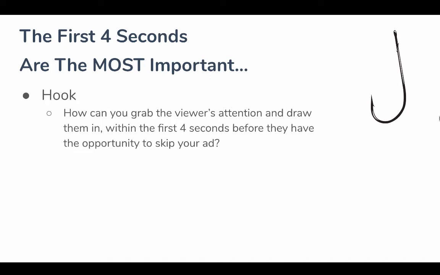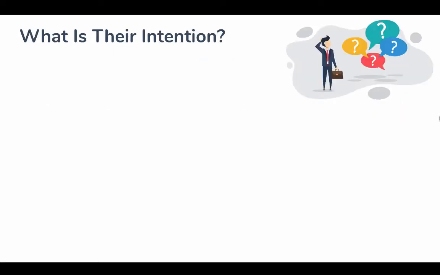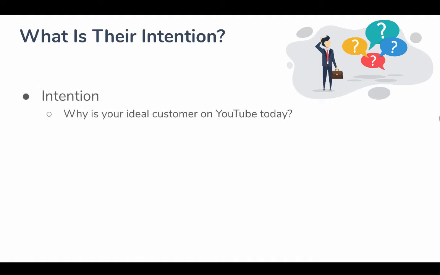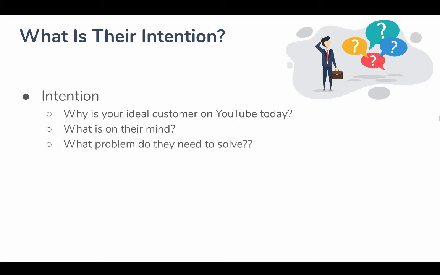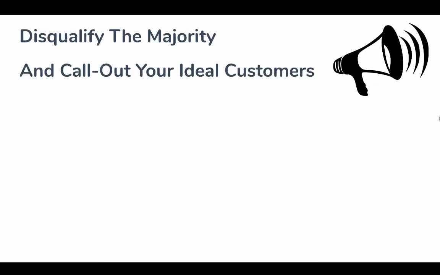So you're piquing their curiosity, you're asking them a question that's related to something that's on their mind, or something that they're currently interested in, that they currently have a pain around, and you're going to draw them into your ad to watch more. Then you have to deliver on their intention. So why is your ideal customer on YouTube today? What is on their mind? What problem do they need to solve? You really want to dig into that pain point and kind of irritate it almost in a way.